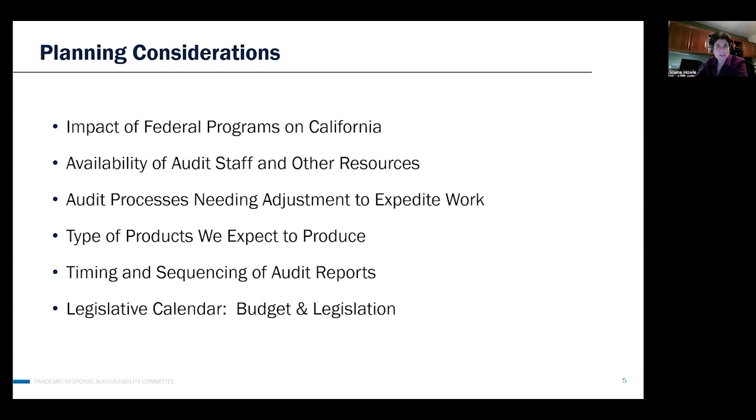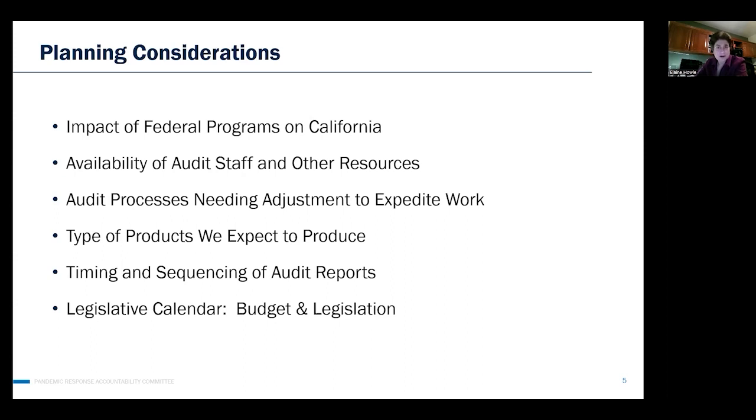So then we immediately went into planning mode and looked at these different considerations in our planning efforts, the impact of the various federal programs on California. So looking at the UI program, looking at CRF, looking at epidemiology and lab capacity money coming into California, pandemic food relief assistance, etc. So looking at the various programs and what their impact would be. We had to consider the availability of our audit staff, our resources. How many of these audits, how many of these programs could we look at? How many of these state agencies could we get into?